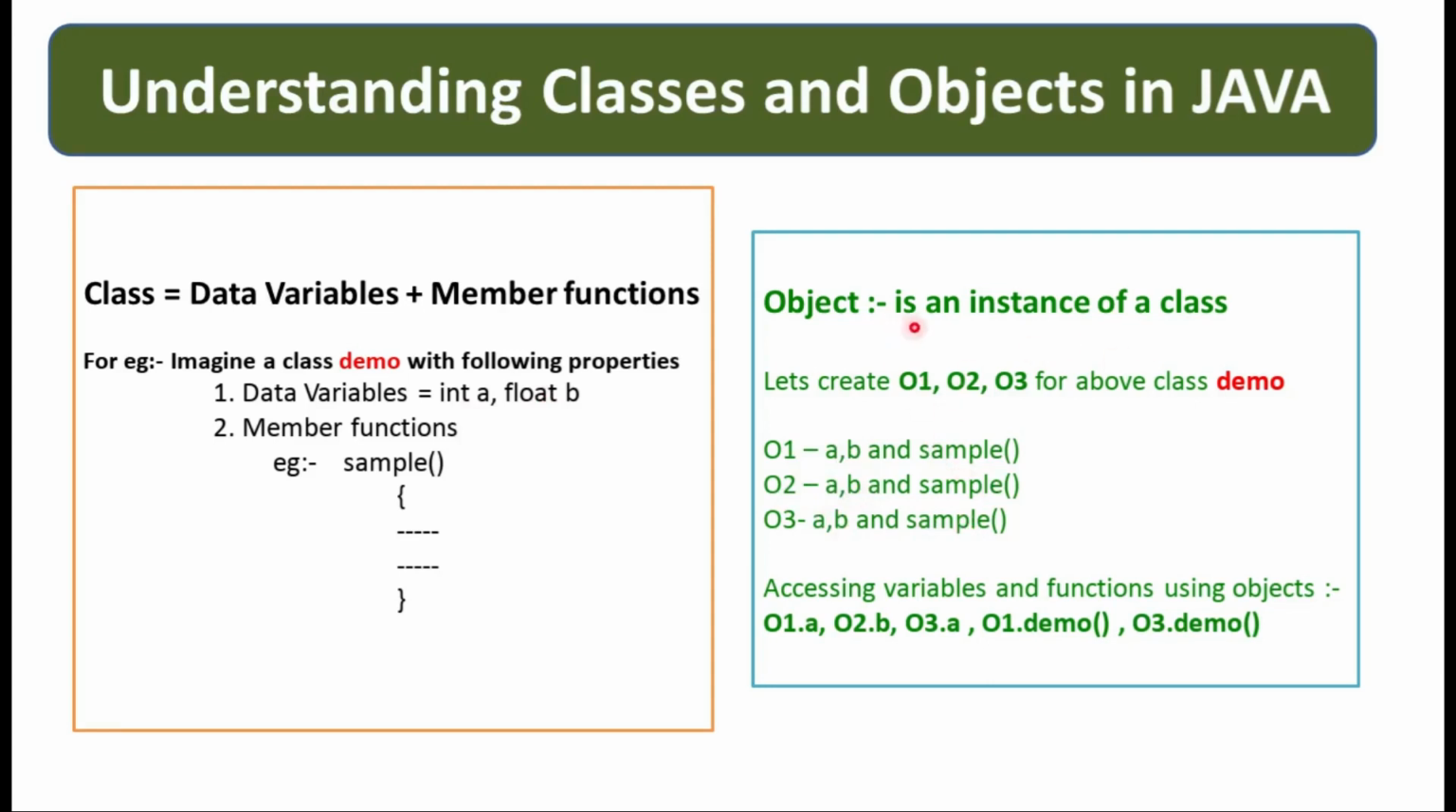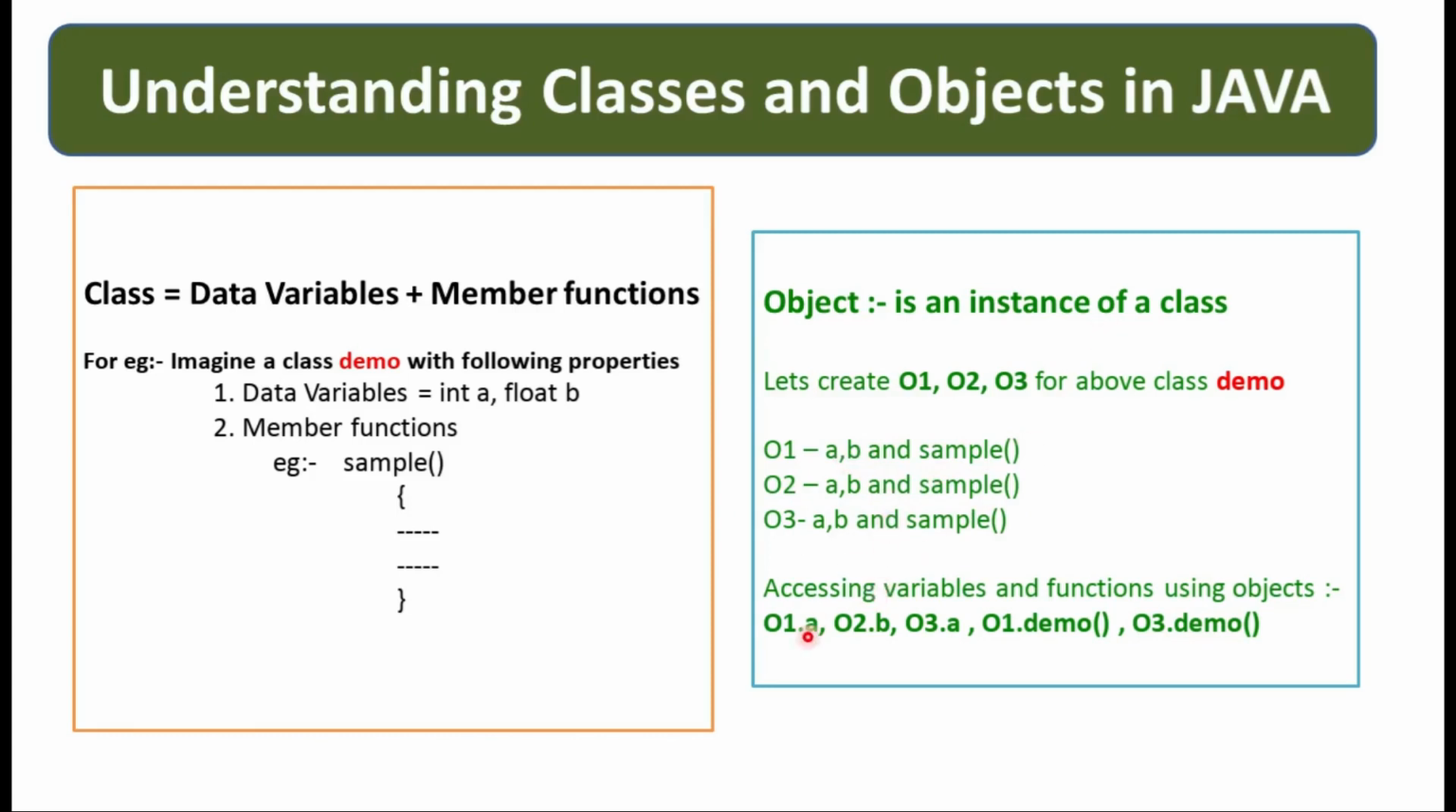Officially, an object is nothing but an instance of a class. It holds the complete memory. For example, O1 holds the complete memory of a class, O2 holds the complete memory, and O3 has its own independent complete memory. Now, whenever O1, O2, O3 have their own properties like A, B and sample, how do we access them?